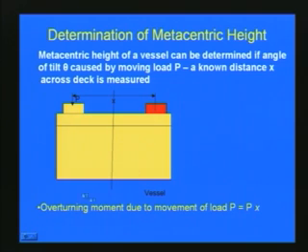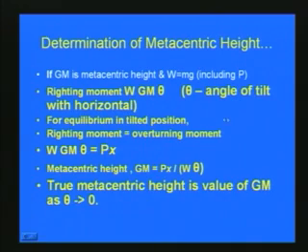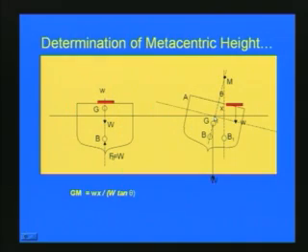So, in this case the overturning moment is due to the movement of the load P from one side to another. If x is the distance from the old position to the new position, then the overturning moment due to the movement of the load P is equal to P into x. The next figure shows this more clearly, to determine the metacenter height. This is the floating body and a small weight is placed.